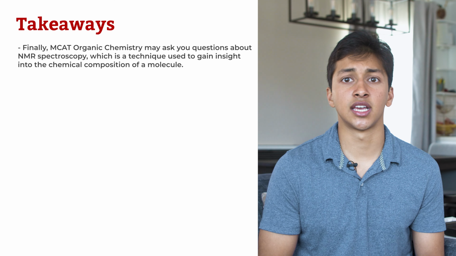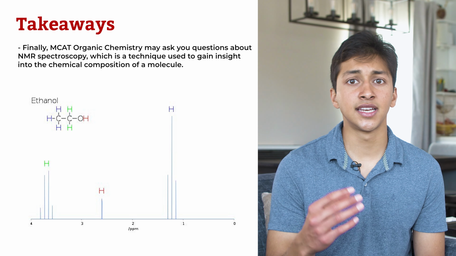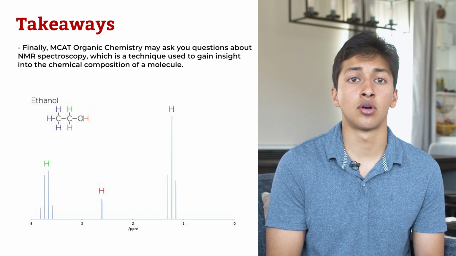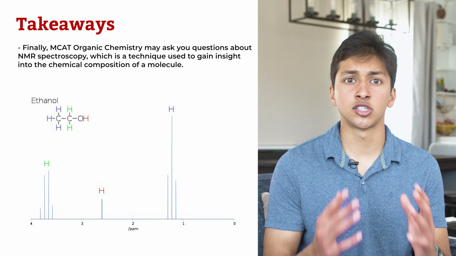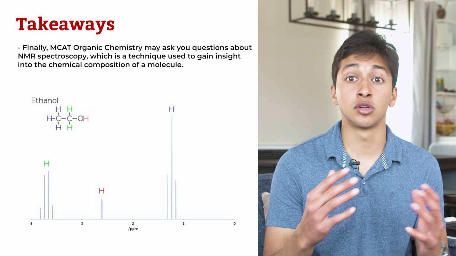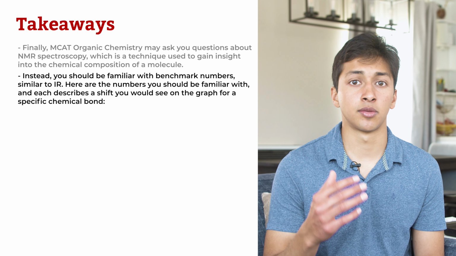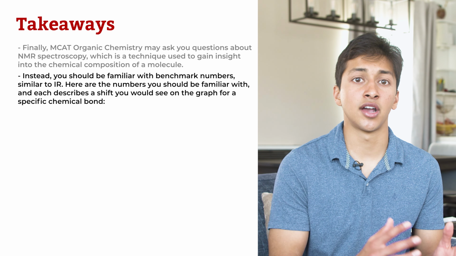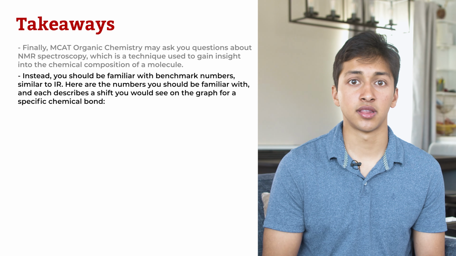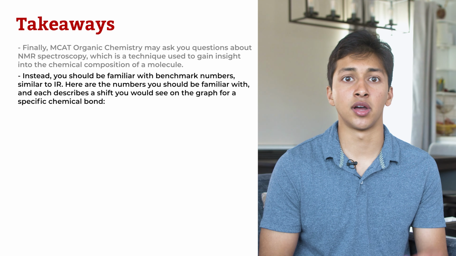Finally, MCAT Organic Chemistry may ask you questions about NMR spectroscopy, which is a technique used to gain insight into the chemical composition of a molecule. An NMR spectra is quite complex, but thankfully the MCAT will not ask you extremely complex questions about NMR. Instead, you should be familiar with benchmark numbers, similar to IR. Here are the numbers you should be familiar with, and each describes a shift you would see on the graph for a specific chemical bond.